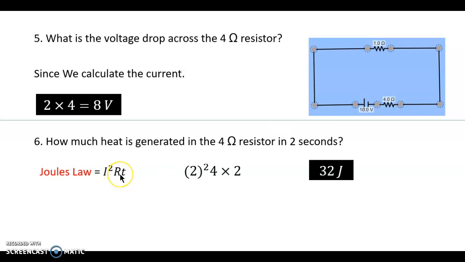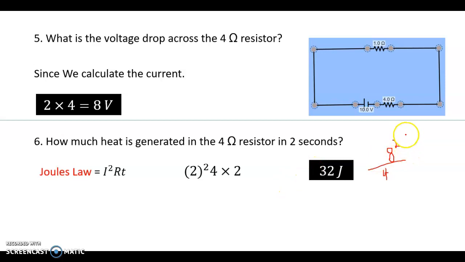Here I squared times R is an energy. If you use any other form of energy, V squared over R, you must have the same answer. If you use IV, you must get the same answer. If you use V squared here, 8 squared over R, 8 squared over 4, 64 over 4, 16. 16 times 2 seconds, you will get 32 joules.